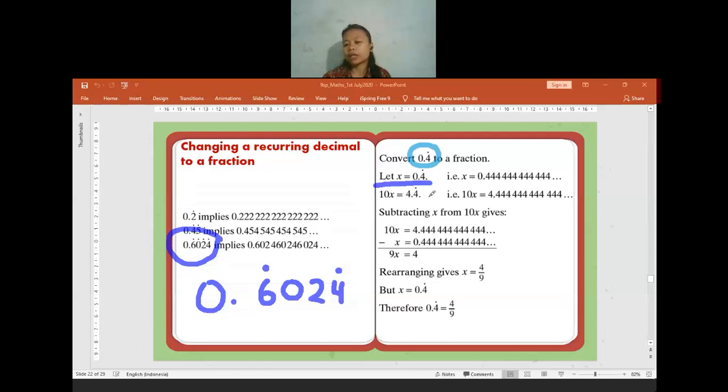Is there anyone having difficulties so far changing until 0.444? No? Okay.